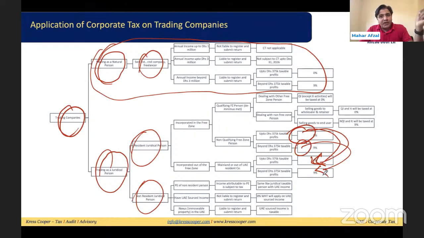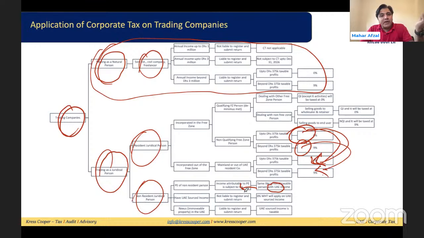So non-resident juridical persons: the PE of the non-resident company. The company is a PE, a branch of a non-resident trading company. The income attributable to the PE is subject to tax. Same as a juridical person, but UAE income will be subject. Sorry, it should not be UAE income. It should be income attributable to the PE that is subject to tax. Maybe this PE has income outside the UAE as well.